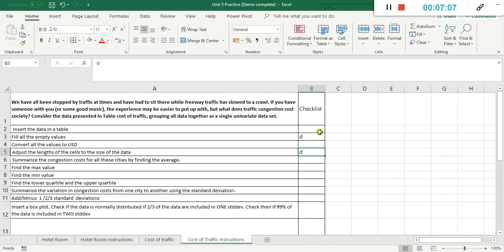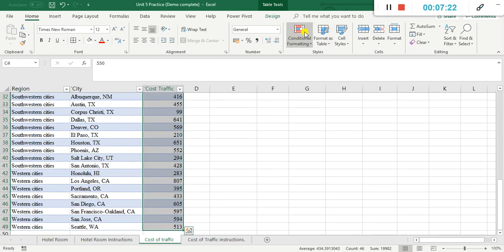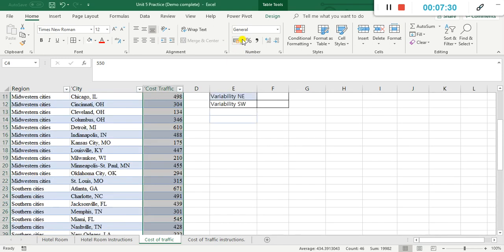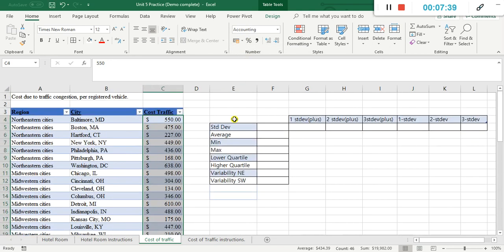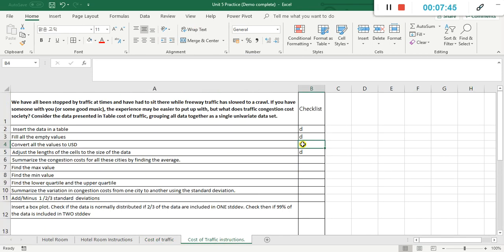We already have the data in a table. We already did that one. Then we're going to convert the values to USD. This one also we already did. One more time, we select all the data, Control Shift down, and then I'm going to go to the button for money. Then I'm going to click English United States because I want to do it in dollars. We're going to be talking in dollars, so that's what we're going to focus on and work with. So in this case, I did it. Very good. Adjust the length of the cells to the size of the data.